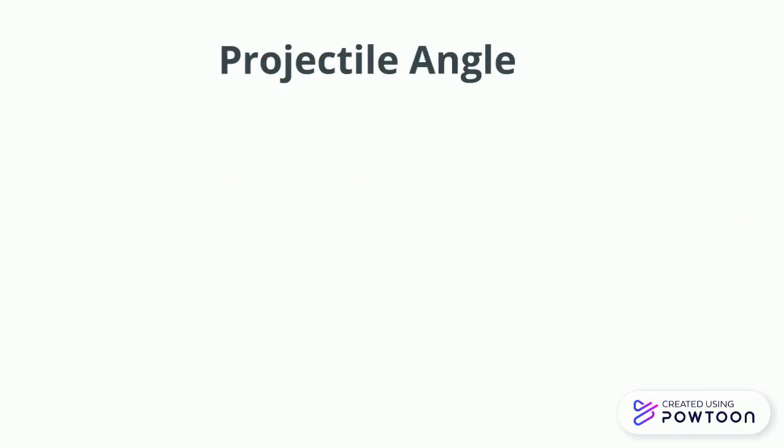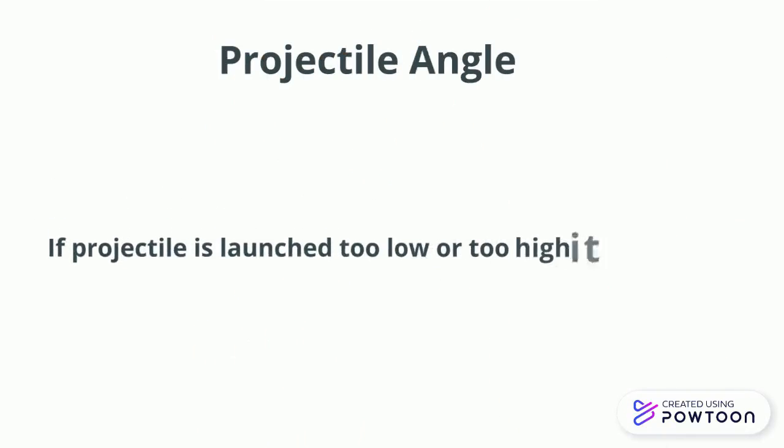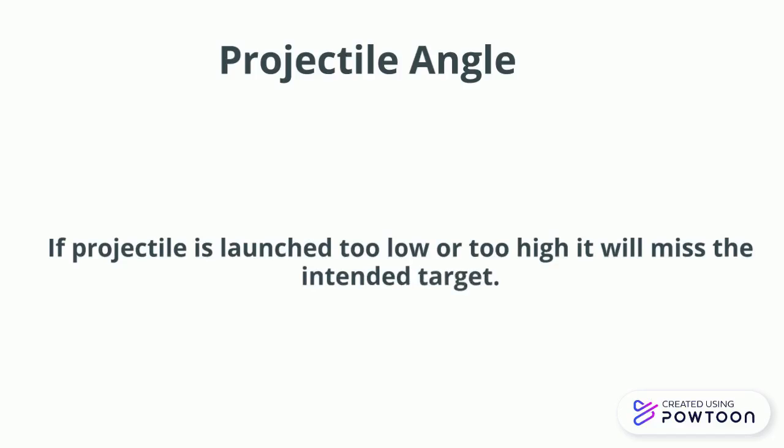Next is projectile angle. If the projectile is launched too low or too high, it will miss the target. For example, the man throwing the basketball into the air in order to get the intended target, which is the basket, must have a proper projectile angle.